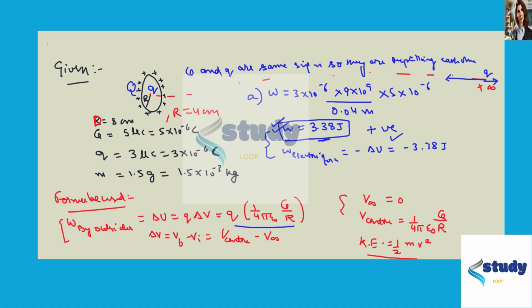Now going to part B. Part B asks, is it necessary to take a path along the axis of the ring? No, it's not necessary, because voltage, or potential, is not a path function, or rather, it is independent of path.